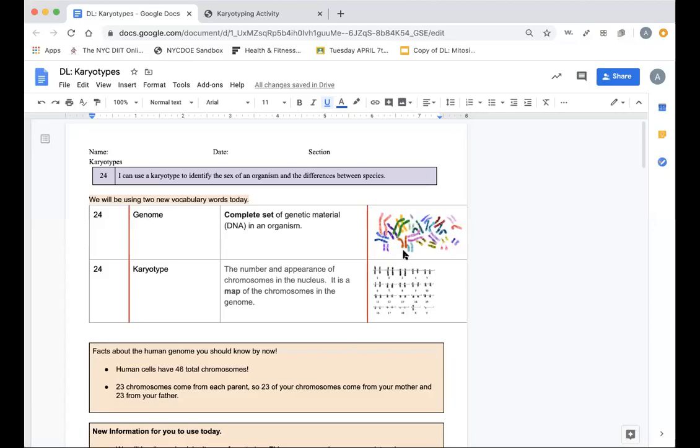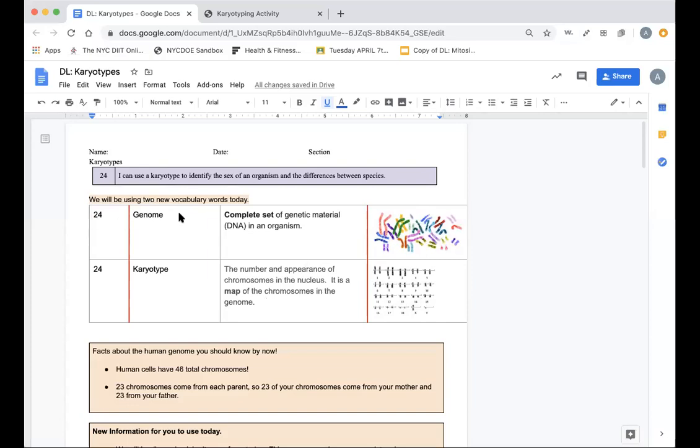Hi everybody, today you are going to work on karyotypes. A karyotype, if you look right here in the vocabulary, is the number and appearance of chromosomes in the nucleus. It is a map of the chromosomes in the genome. So technically, scientists will be able to separate out the chromosomes in the nucleus, and they create a little map where each chromosome is paired with its homologous pair, and they are organized by numbers that are pretty much universally agreed upon.